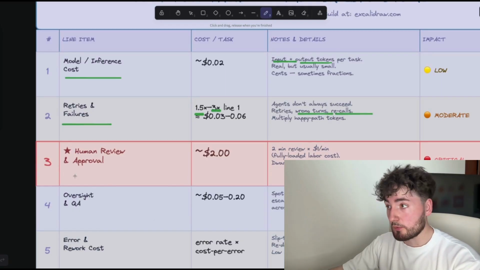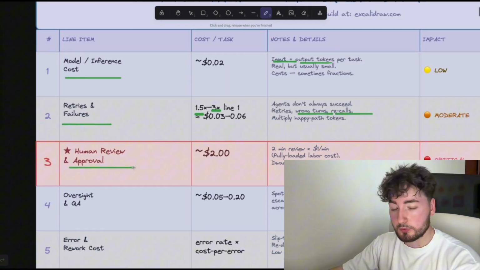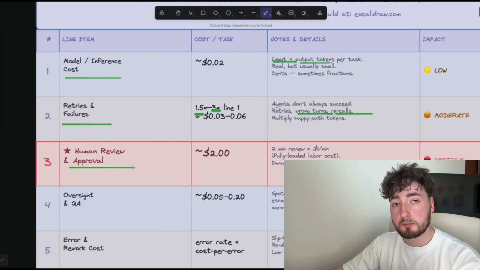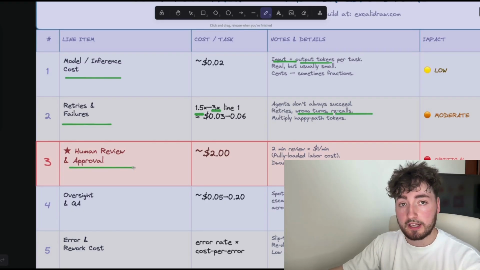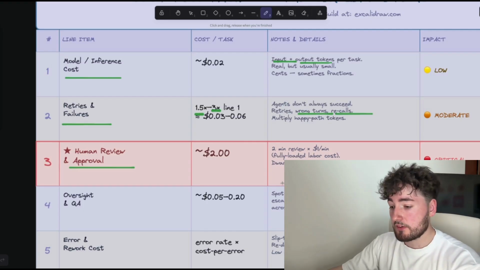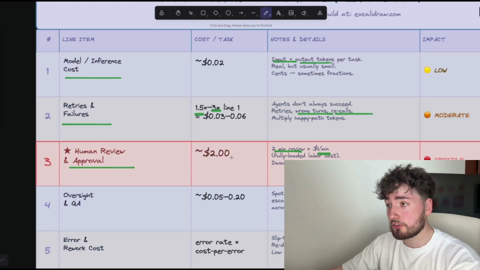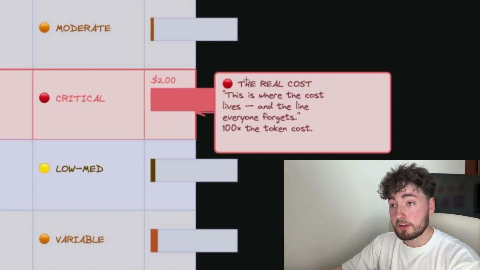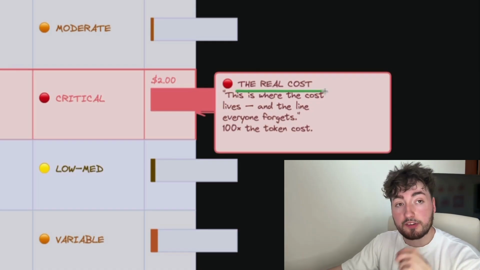Line 3, the big one, human review and approval. Especially early on, a human approves or rejects outputs. If a person spends maybe, say, 2 minutes reviewing a task and their fully loaded cost is illustratively $1 a minute, that's suddenly $2 a task. Look at that, the review line just dwarfed the token line by 100 to 1. This is where the real cost lives, and it's exactly the line that everyone forgets.